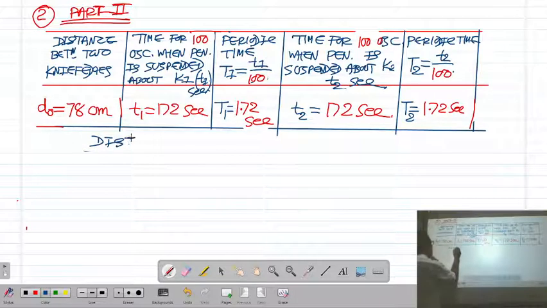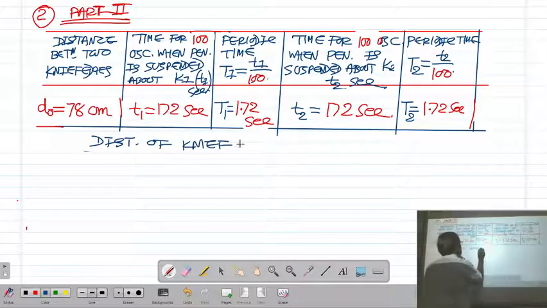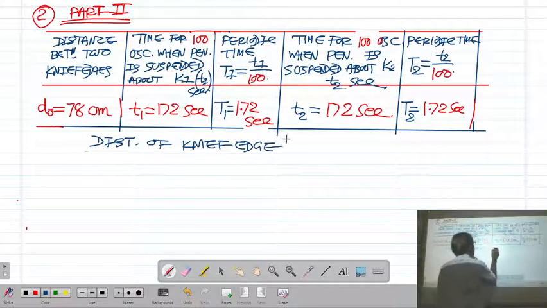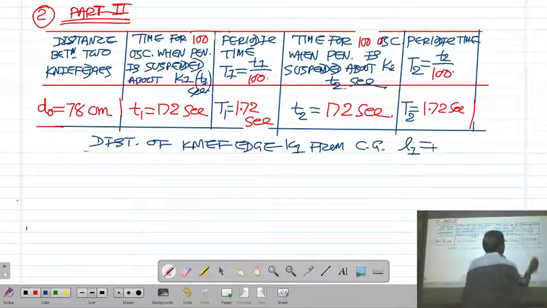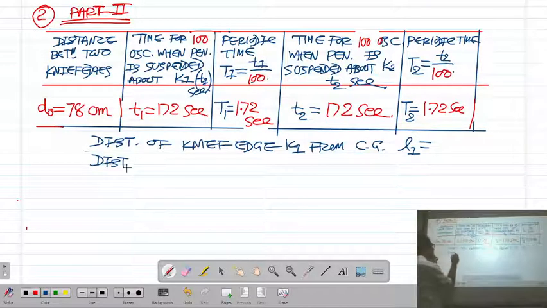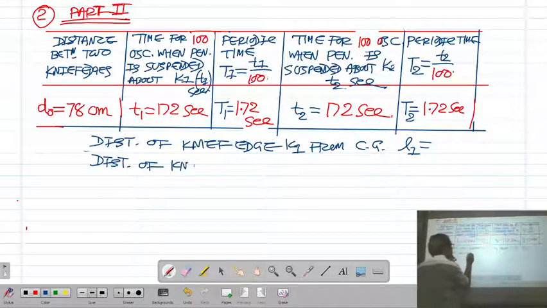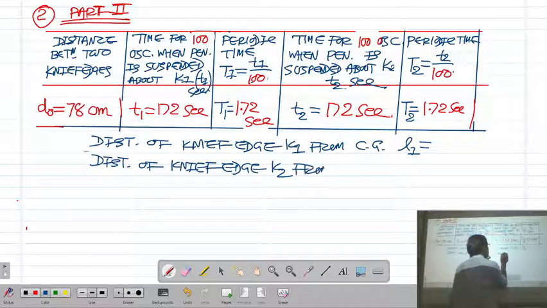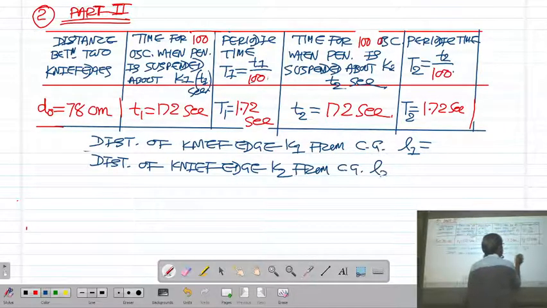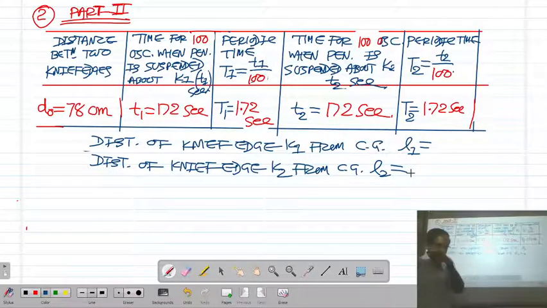Measure the distance of knife edge K1 from the center of gravity, that is L1. And measure the distance of knife edge K2 from the center of gravity, that is L2. This is how you measure them.